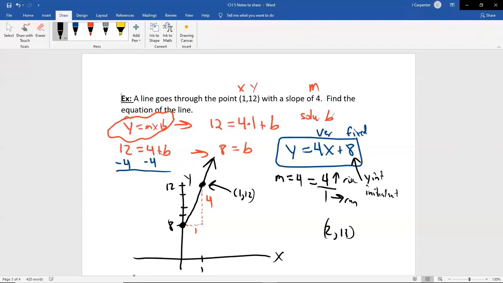And guess what? From this point 1, 12, if you went right 1 and up 4, you would end up at 2, 16. If you plugged in x equals 3, you'll get 20. If you go right 1 and up 4 from 2, 16, you'll end up at 3, 20. Then 4, 24, 5, 28, 6, 32, 7, 36. That pattern will continue. And you can keep railing through them a lot quicker with that pattern established.